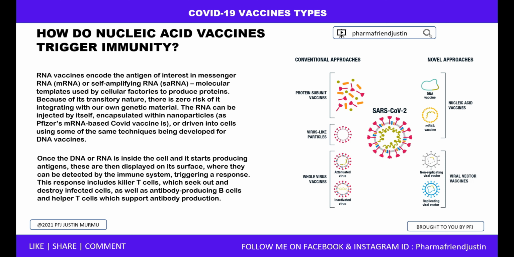Once the DNA or RNA is inside the cell and it starts producing the antigen, these are then displayed on its surface, where they can be detected by the immune system and trigger a response. This response includes killer T cells which seek out and destroy infected cells, as well as antibody-producing B cells and T cells which support antibody production.